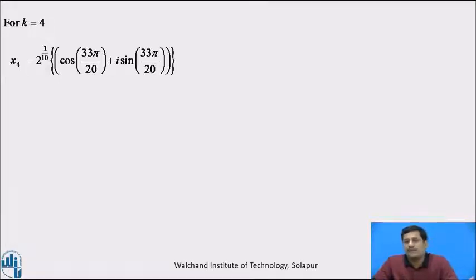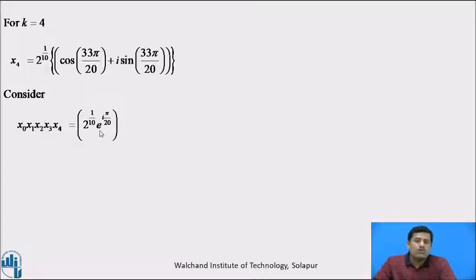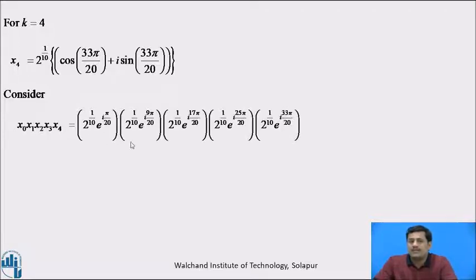Now the next question is to find out its continued product. Now consider the continued product of these 5 complex numbers x0 to x4. We know that cos theta plus i sin theta can be written as e power i theta. Writing the complex number x0 in exponential form, the number is 2 raised to 1 by 10 into cos of pi by 20 plus i sin pi by 20. Cos pi by 20 plus i sin pi by 20 can be written as e raised to i pi by 20. In the same way, writing the remaining numbers in exponential form, we will get these numbers.